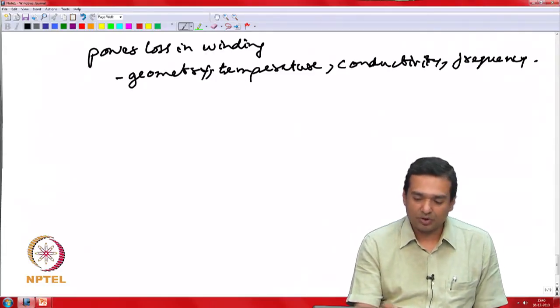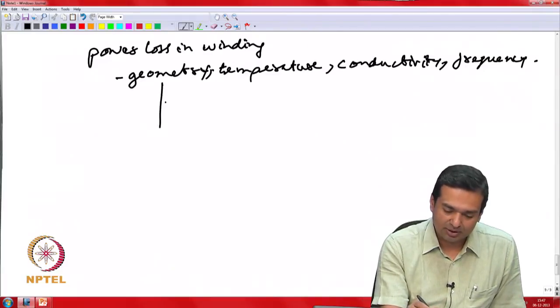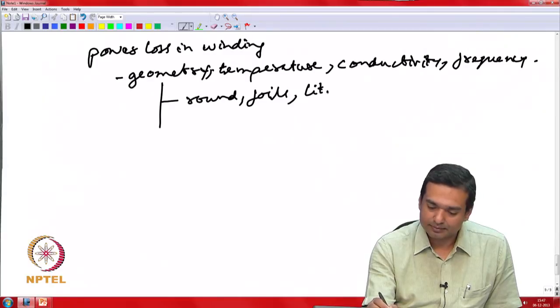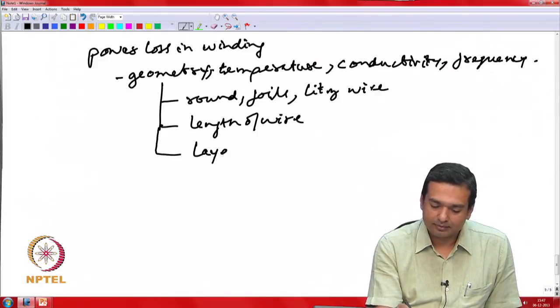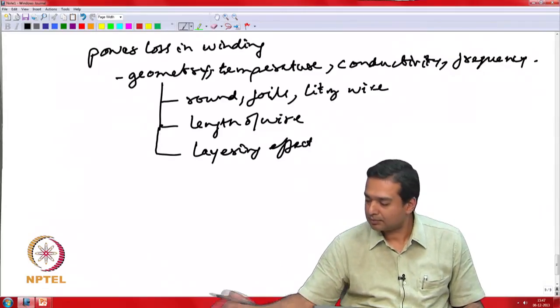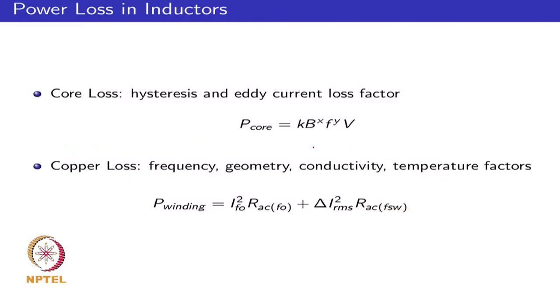So you need to know at what temperature it is going to operate, and we will see that frequency has an effect on the resistance. In terms of geometry, you are talking about round conductors or foils or litz type of wire. Also it depends on the length of the wire and also layering effects, especially when one considers things like proximity effect. So when you are operating at higher frequencies, things like the proximity effect will result in the resistance of the winding being different for different frequencies. So you might have a lower resistance at your fundamental and a higher resistance at your switching frequency.